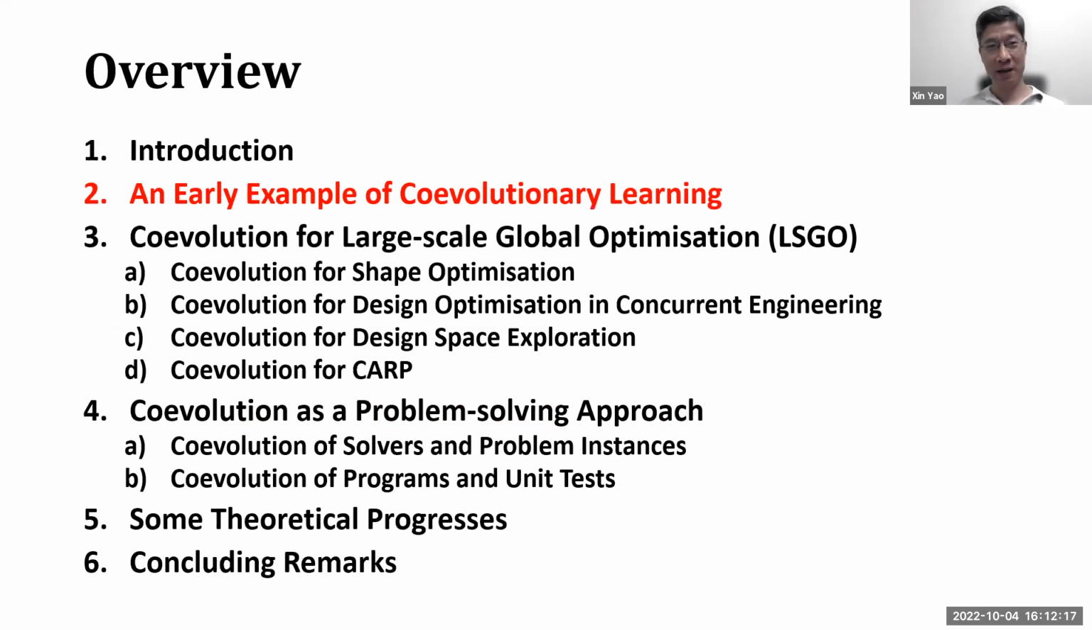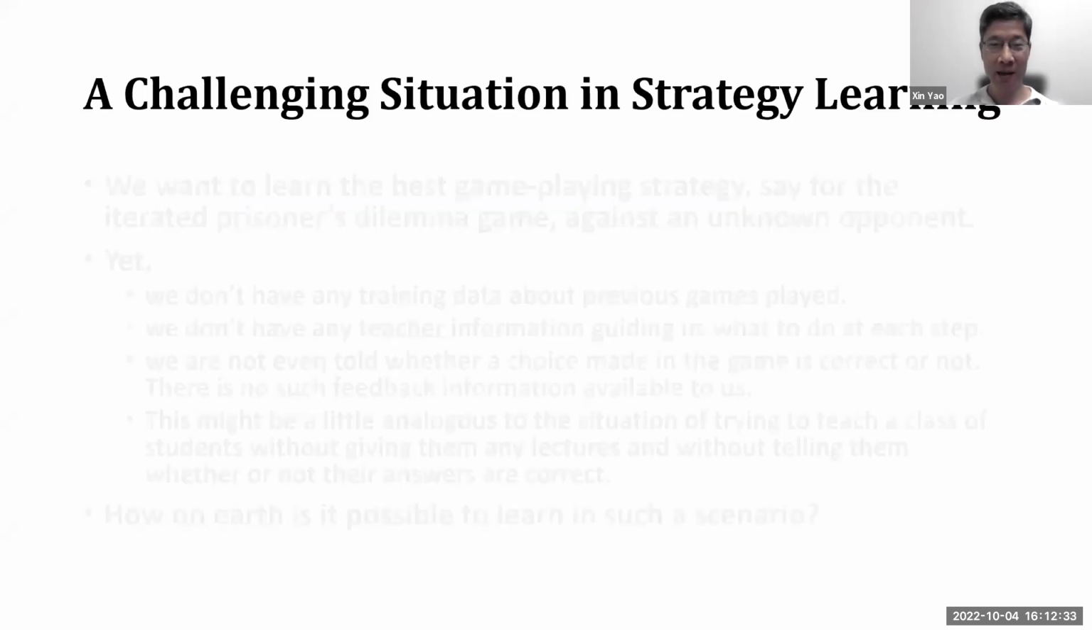Okay, given that very short introduction, I'm going to show you a very early example of coevolutionary learning. This is actually from the late 80s. Let's imagine a very challenging situation in strategy learning.